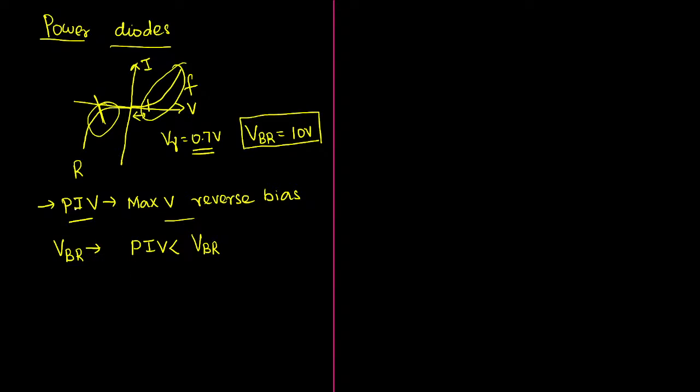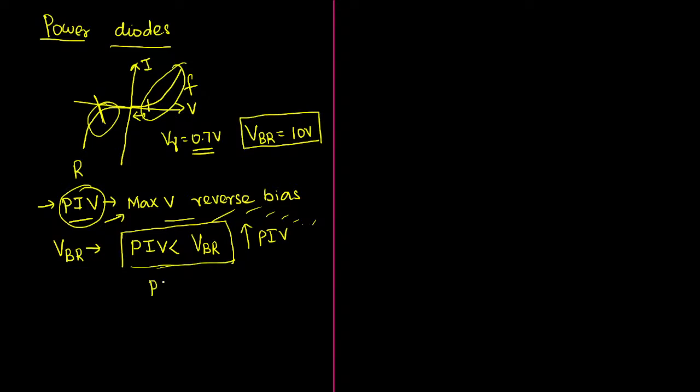Now, what I told for the definition, peak inverse voltage means you are continuously applying some voltage across the diode in reverse bias. When you are continuously applying the peak inverse voltage, it should be in what range? Less than 10 volts. You can apply 1 volt in reverse bias, 2, 3, 4, 5, 6, 7, 8, 9.999. You can go up to less than the breakdown voltage such that your diode will be in blocking state only.